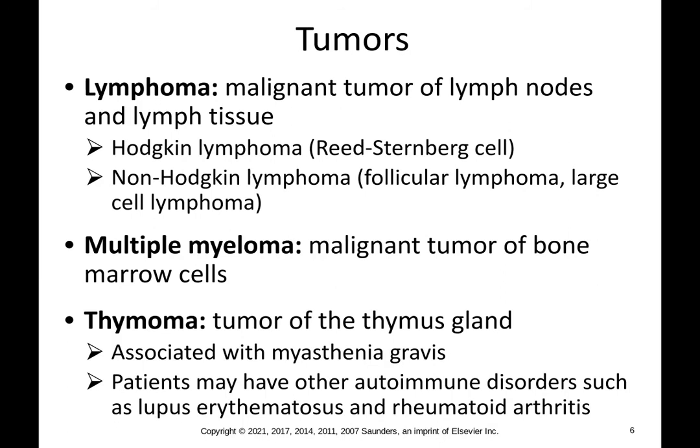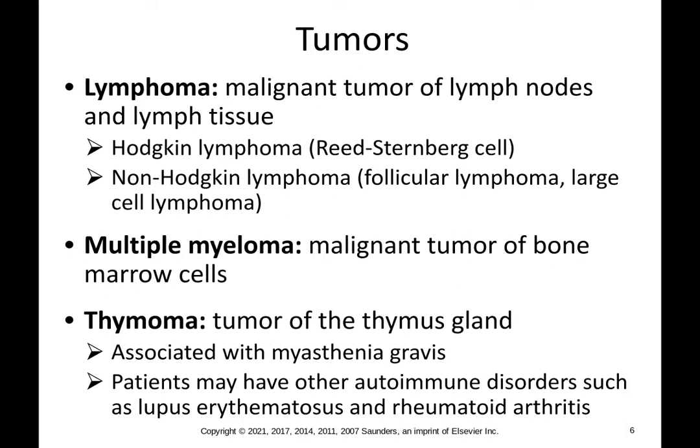Tumors. The most common is lymphomas. These are malignant tumors of the lymph nodes and lymph tissue. You have Hodgkin lymphoma, which involves the Reed-Sternberg cell, and then non-Hodgkin lymphoma, which is either a follicular lymphoma or a large cell lymphoma. Multiple myeloma is a malignant tumor of bone marrow cells.